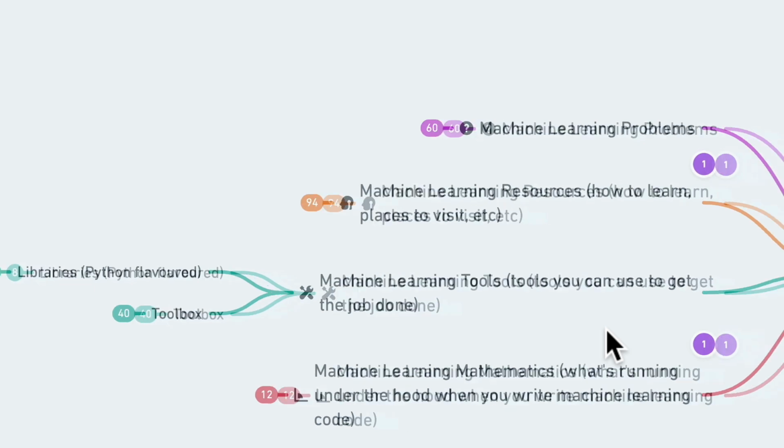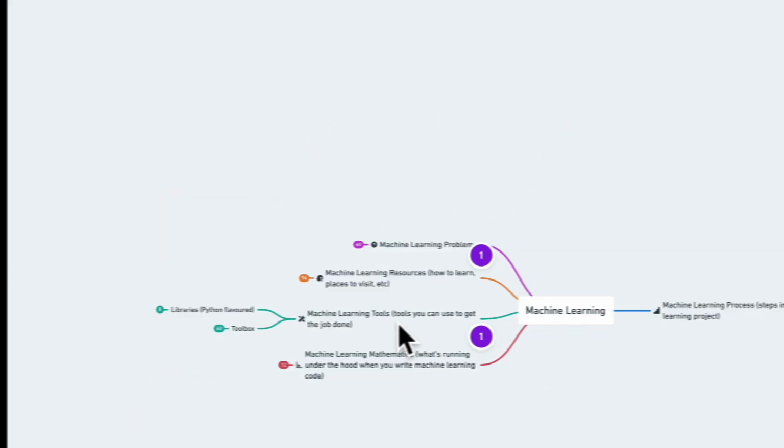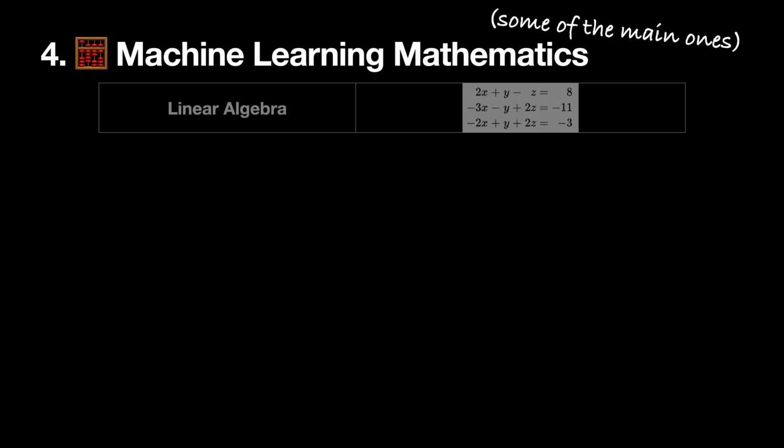Now, we've gone through tools. What are we up to next? Come back to our keynote. I'm going to have a little sip of water. As you might have read, this is point 4. Machine learning mathematics and this beautiful little abacus emoji. There wasn't one for a calculator, but that's all right. Let's have a look. Now, machine learning mathematics, these are only some of the main ones. And as I said, I'm not going to be going into each of these in depth.